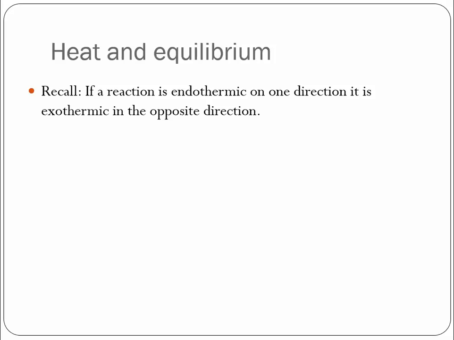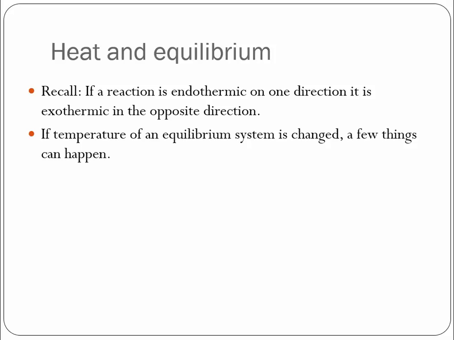Delta H that's negative is an exothermic reaction, and when delta H is positive, it's an endothermic reaction. And if we flip a reaction, we flip the sign of delta H. So if a reaction is endothermic in one direction, it's exothermic in the opposite direction, and vice versa. So in these reversible reactions we're talking about here, they're endothermic one way, and they're exothermic in the other.